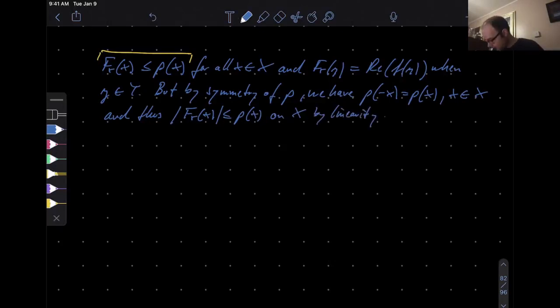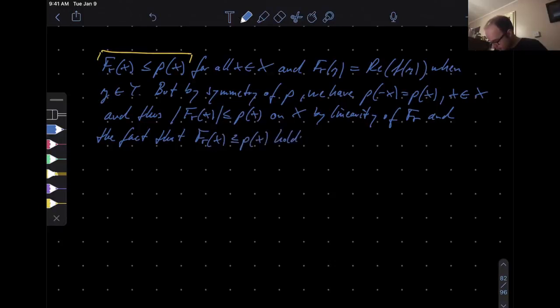by linearity of f_r, and the fact that f_r(x) less than or equal to p(x) holds for all x in X. Remember, we are dealing here with vector spaces, so whenever you take a vector in the space and hit it by a scalar like -1, then that resulting vector is still in the space. You're not falling out.